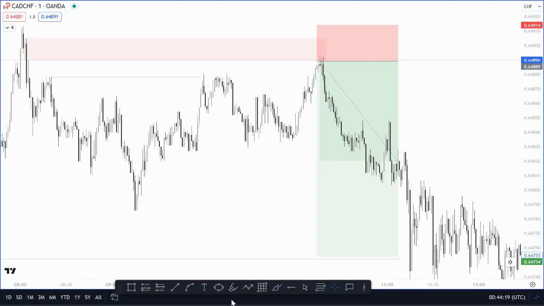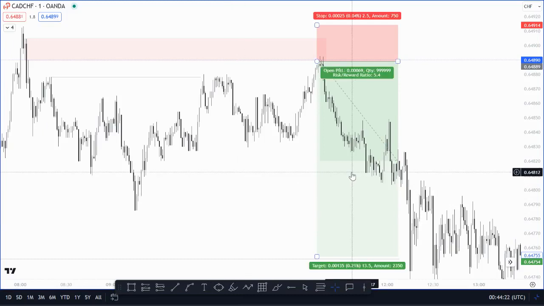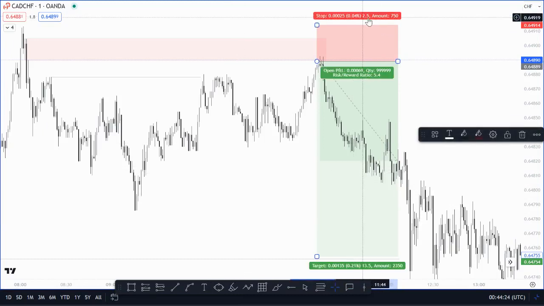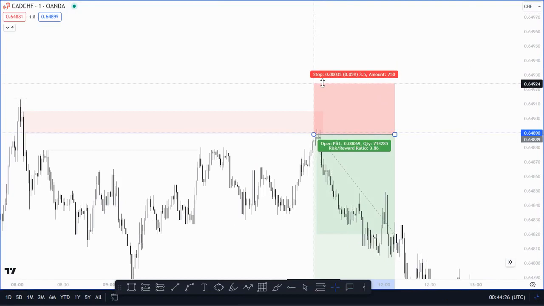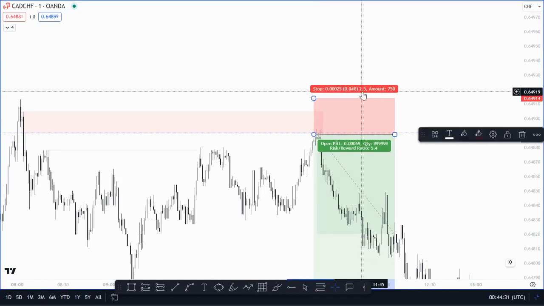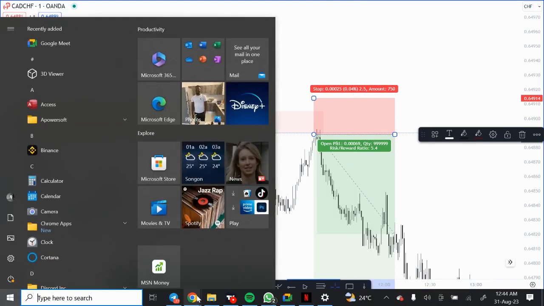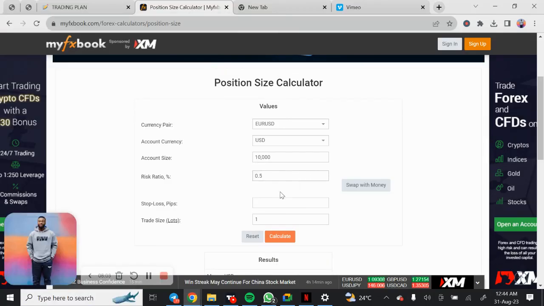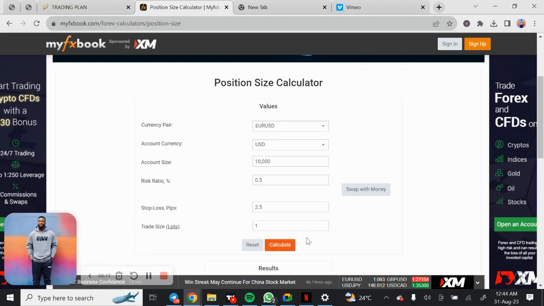So you go back to your TradingView. Check your stop loss. If it's 2.5, okay. If your stop loss is 3.5, so it moves depending on where you placed your stop loss. So in this scenario, stop loss is 2.5 pips. So you come back here, you write 2.5. That's all you are going to do here. Then you press calculate.